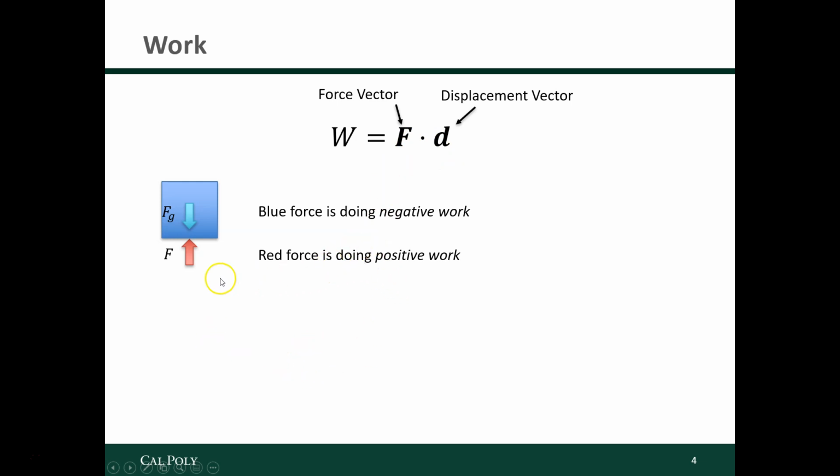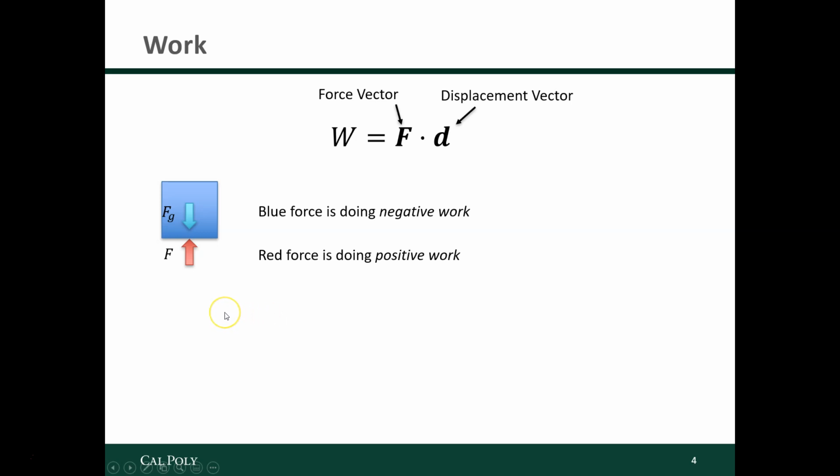So positive work is when the force and displacement are in the same direction. Negative work is when they're in opposite directions, and whether it's positive or negative work depends on which force you're talking about. Often we're interested in the force that the power screw is applying to something.